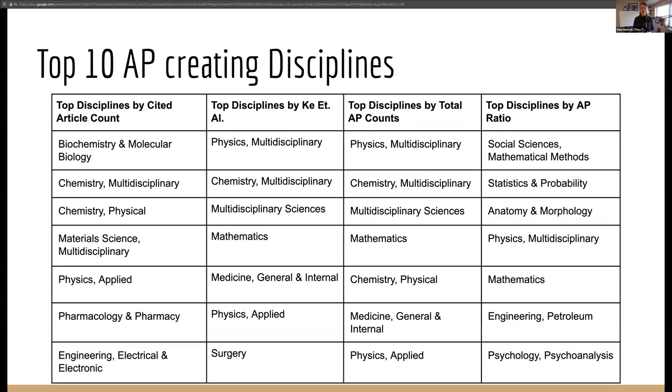And none of those are in the list with the most papers. The ones that have the most papers overall, like you see, chemistry multidisciplinary has the second most papers overall, also the second most APs by raw count, but it's not in the ratio list. So there are some real differences if you look at a normalized version of Awoken papers.